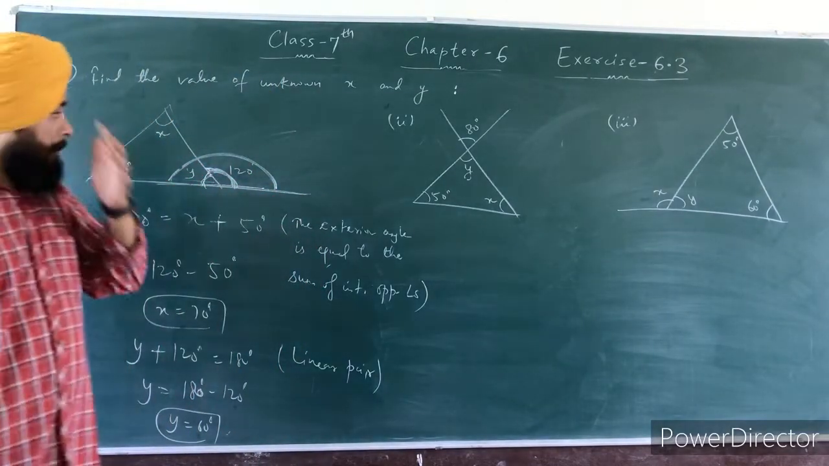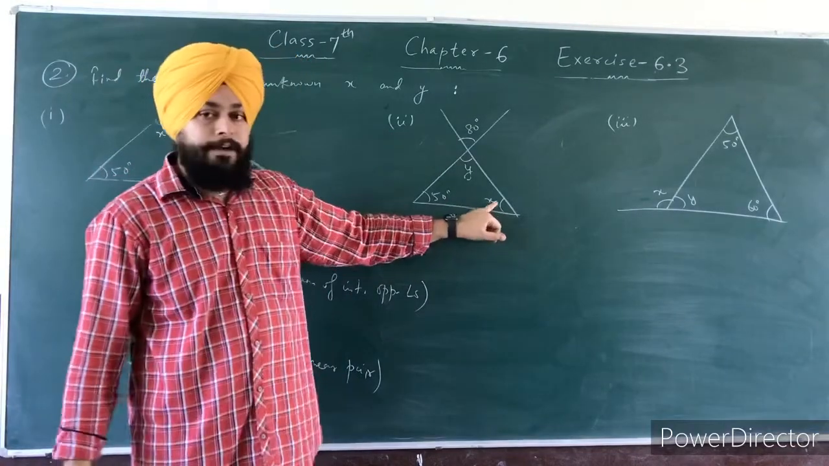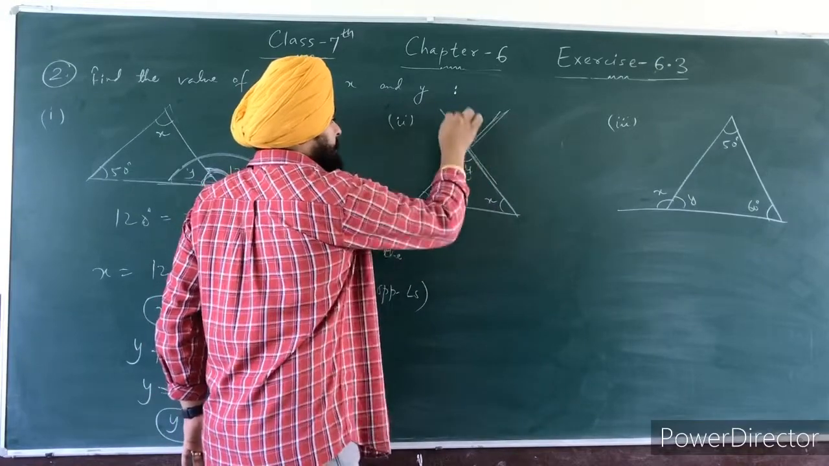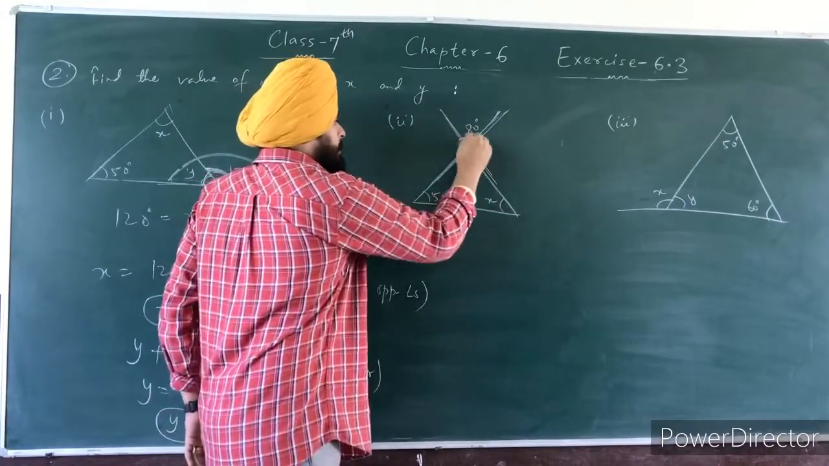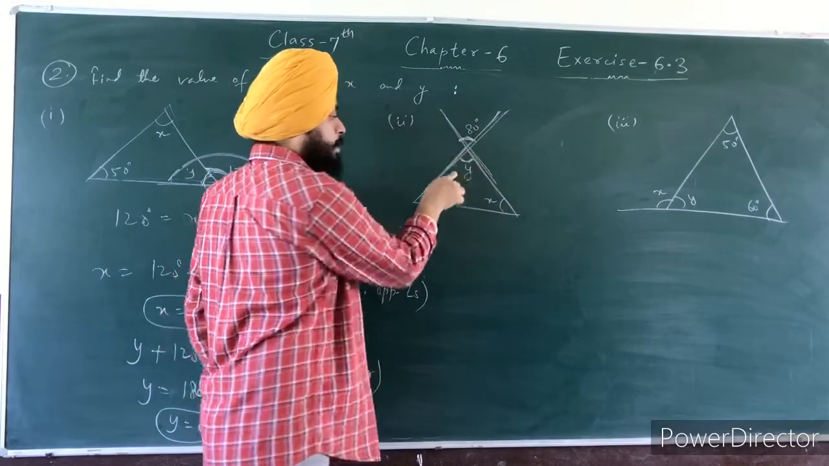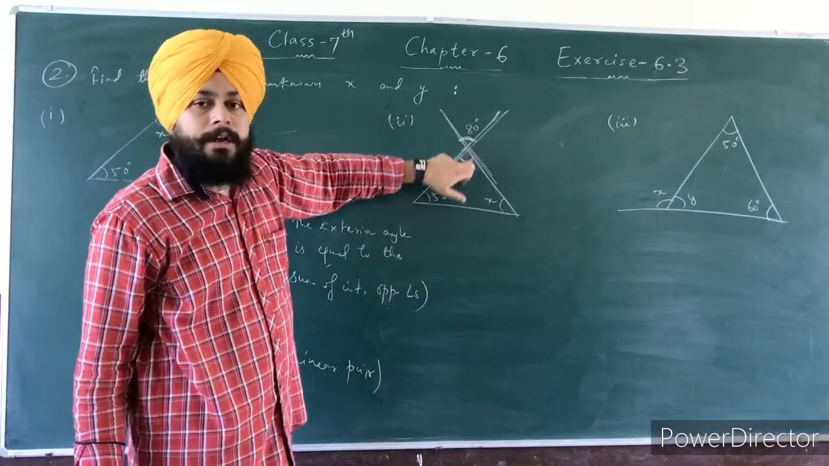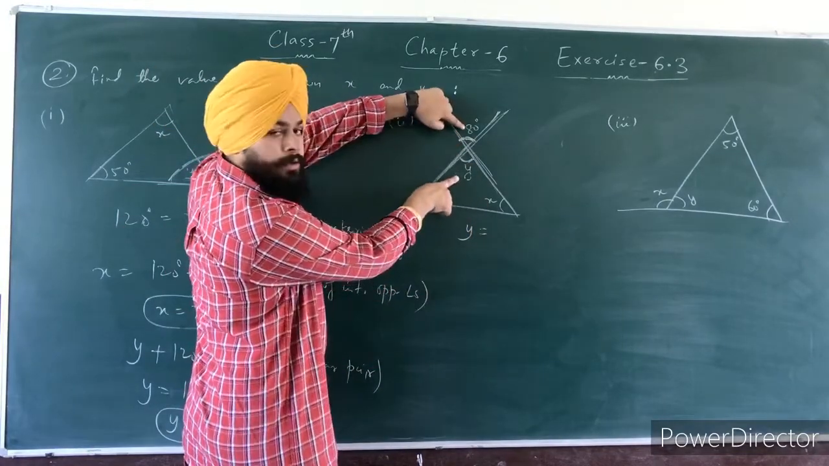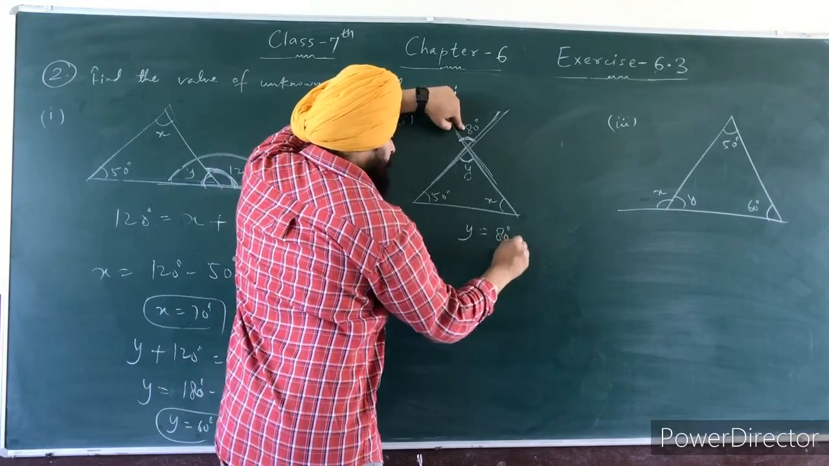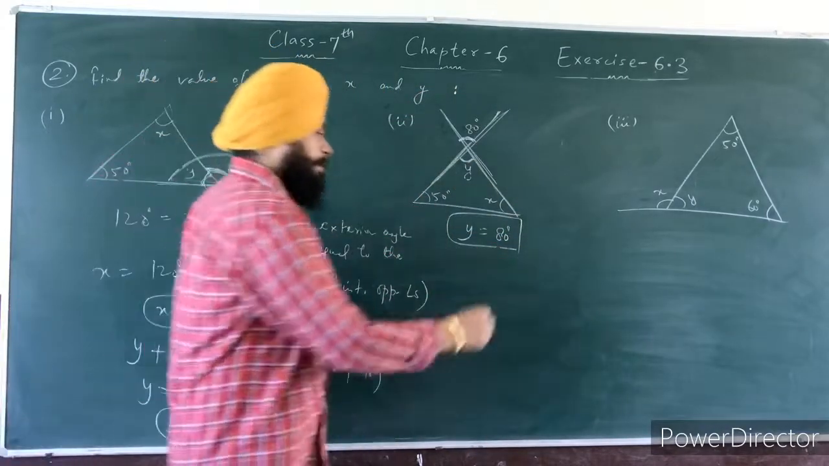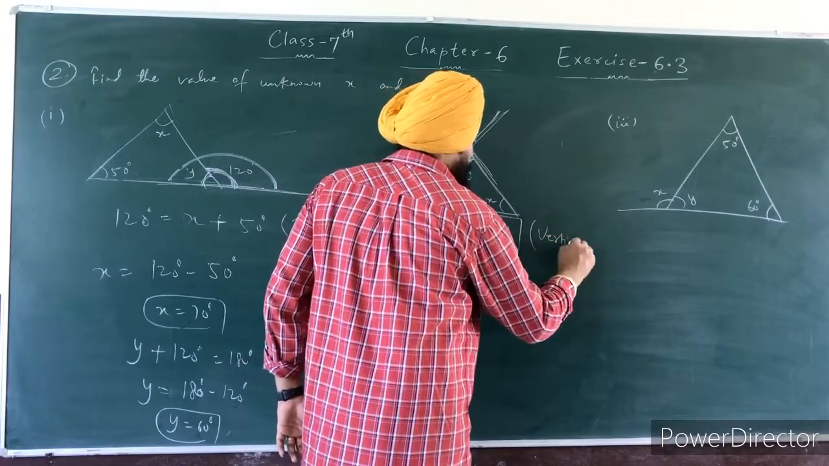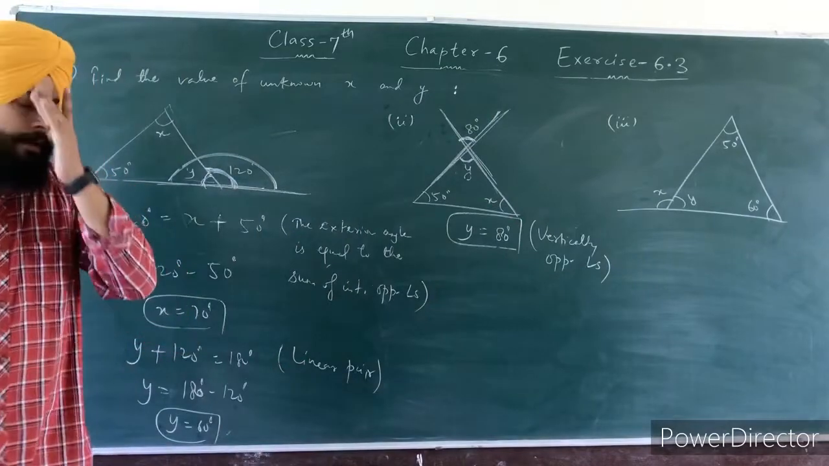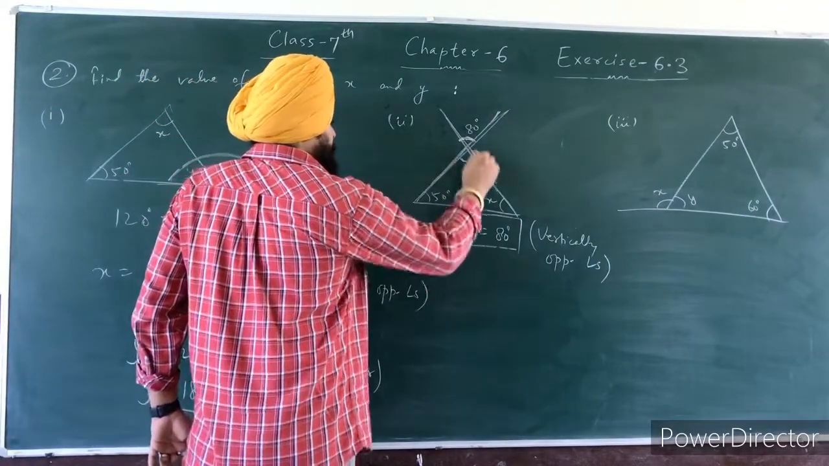Alright students. Next, this is the second part. You can find the missing values of x and y here. First you can see these are two intersecting lines, and this angle is equal to this y, because these are a pair of vertically opposite angles. So you can see angle y is vertically opposite to the angle of measure 80 degrees. So you can write this here: vertically opposite angles. Clear? Now you can see this is a triangle.